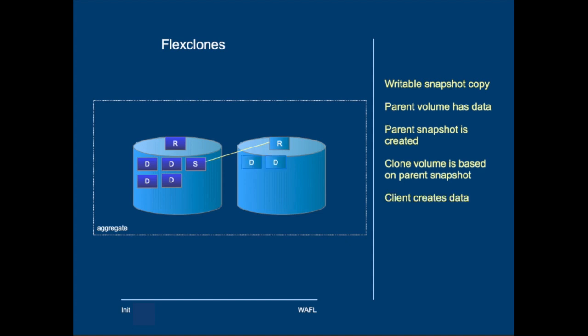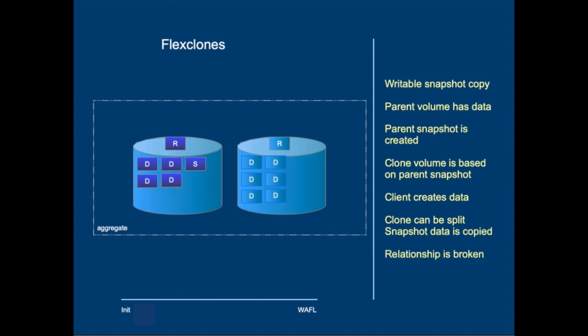When the client starts to write new data, then new blocks will be allocated into the volume. The flex clone can be made an independent volume by splitting the clone. The blocks that are still referenced by the root inode will then be copied into the flex clone volume and the relationship with the parent will be broken.